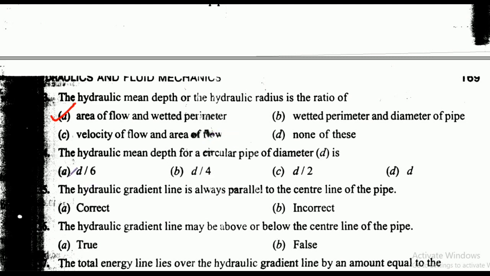Next, the hydraulic mean depth of a circular pipe of diameter d is. Here, friends, these are the options, and here the correct answer is option B, that is d by 4.